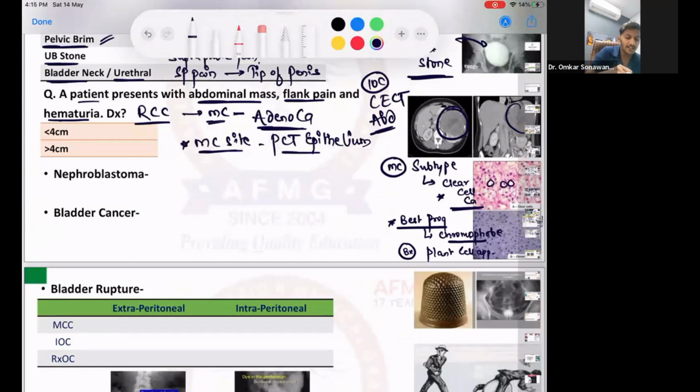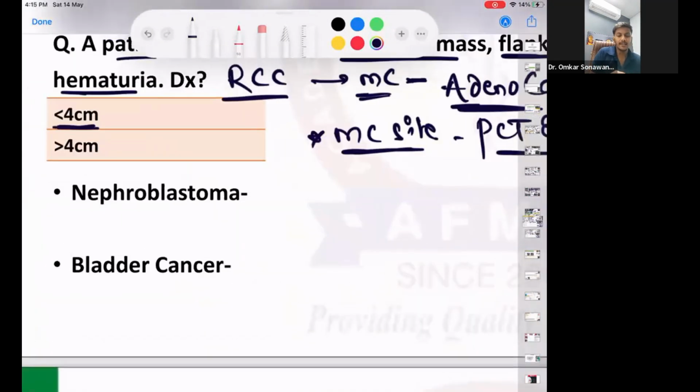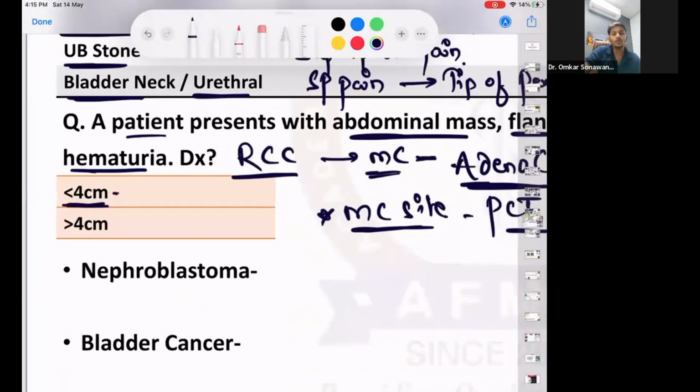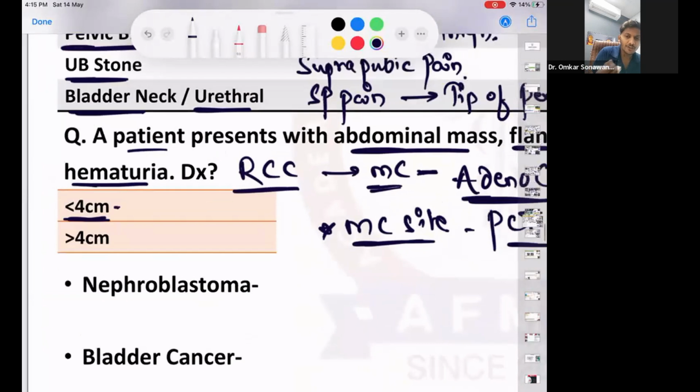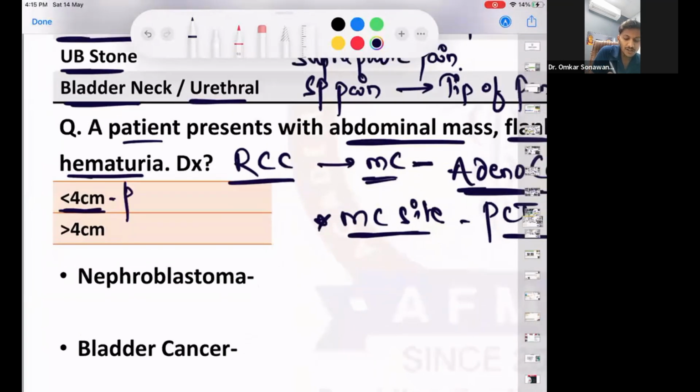Okay. So if I talk about the treatment, if the renal cell cancer is less than 4 centimeter, the treatment of choice would be surgery. So what surgery will you do, remove the whole kidney or part of it? Nephron sparing surgery, that is a partial nephrectomy. Less than 4 centimeter, partial nephrectomy.